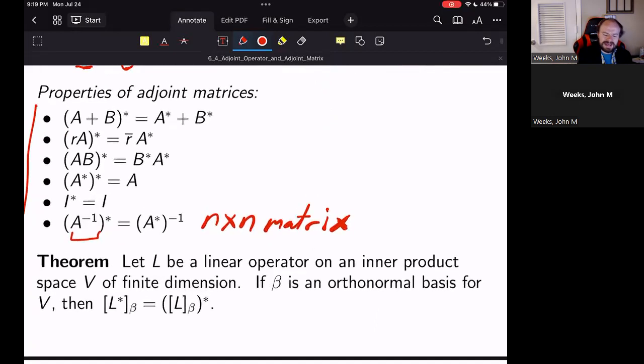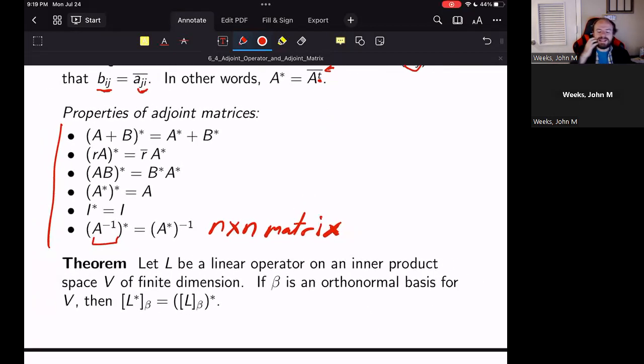In general, by the way, we get a neat little theorem for how we could write linear operators with respect to different orthonormal bases, with respect to different coordinate systems. This is going to be an interesting type of theorem. Let's take a look at this. Let L be a linear operator on an inner product space of finite dimension. If beta is an orthonormal basis for V, then the matrix of L star with respect to my orthonormal basis is just the same as taking the matrix of L with respect to that orthonormal basis, and then just taking the adjoint of that.